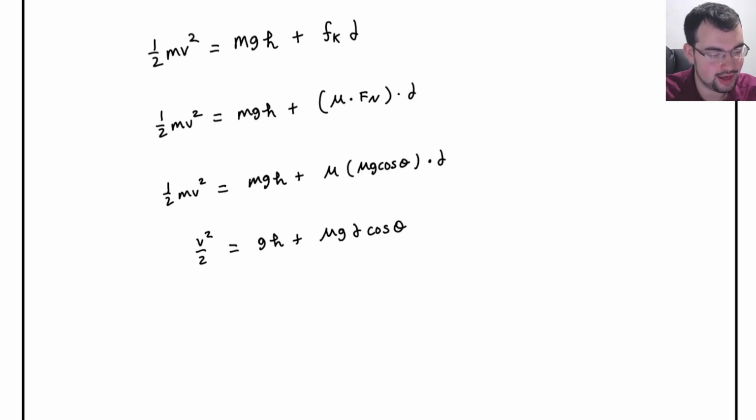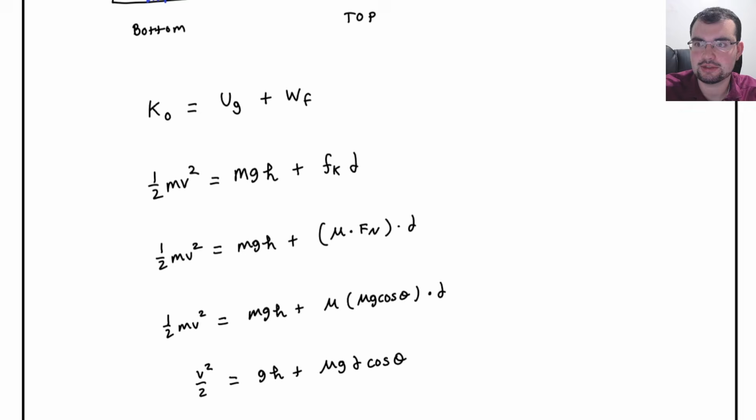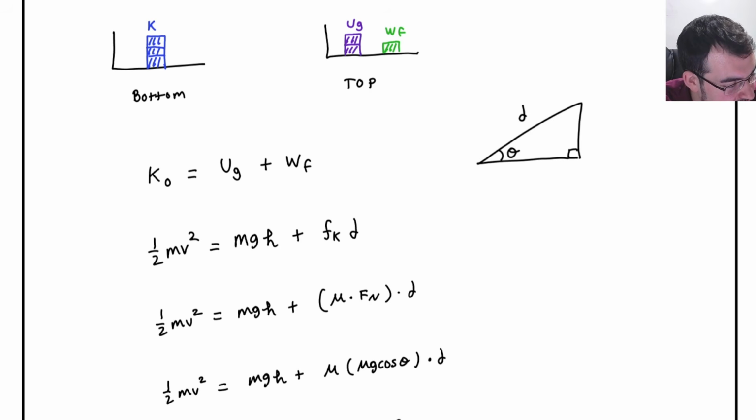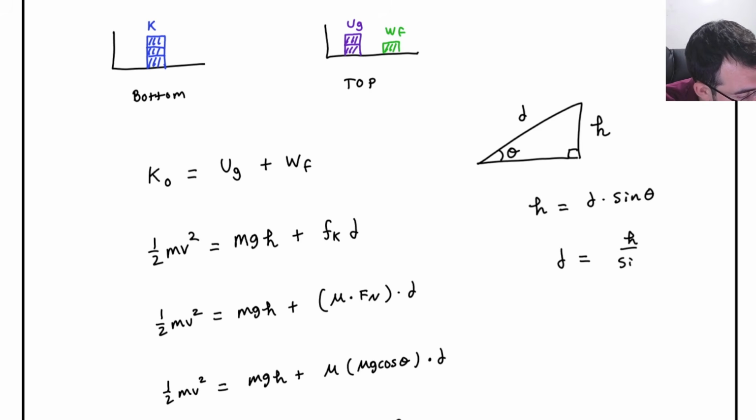Now we're solving for h, and we also have this thing d in here, so we have to do some trigonometry real quick. Where we're going up this ramp, this angle is theta, this distance is d, this distance is h, and we're interested in eliminating d. So we know that h would just be equal to d times sine theta, because it's the vertical component. So d is h divided by sine theta.